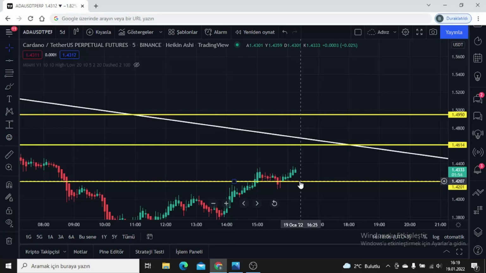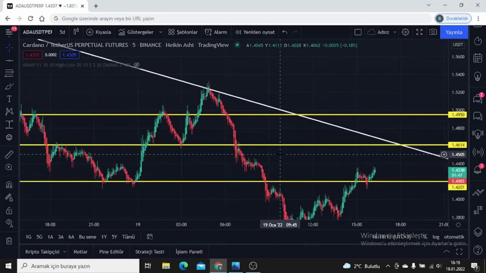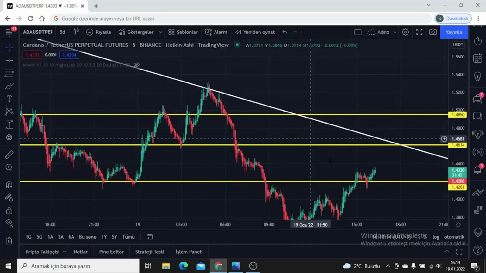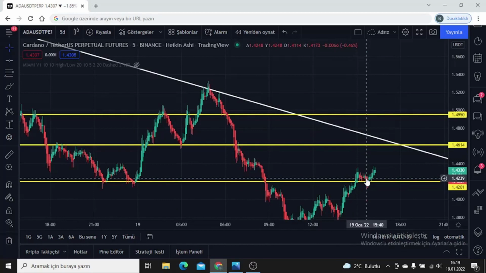When we look now, we have drawn our falling trend. We drew our support resistance lines. Can I now qualify this place as the right buying zone for me?